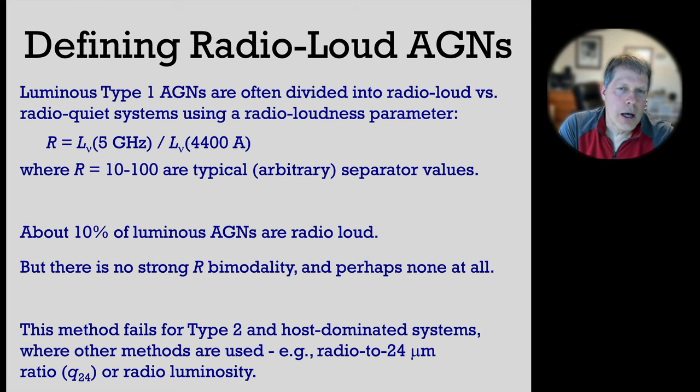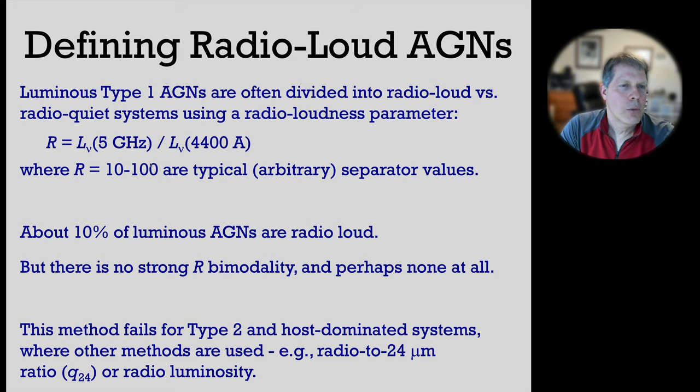This is often done with a parameter called the radio loudness parameter, which is called R, and is the ratio of the luminosity of the system, or the flux of the system, at 5 gigahertz over the luminosity or flux of the system at 4,400 angstroms. Sometimes a somewhat different optical wavelength is used, but it basically is a ratio of radio luminosity or radio flux to optical luminosity or optical flux.